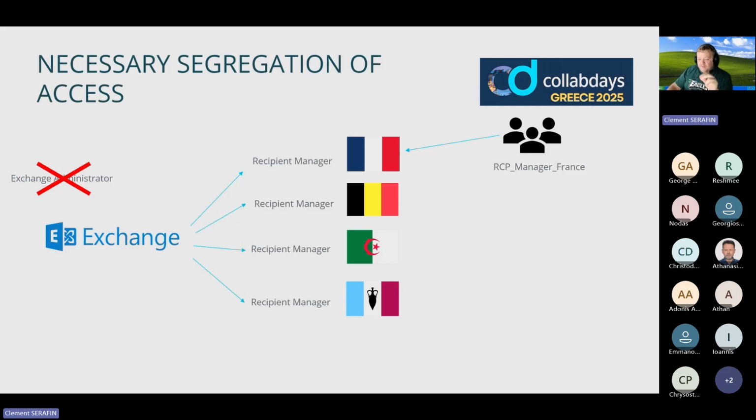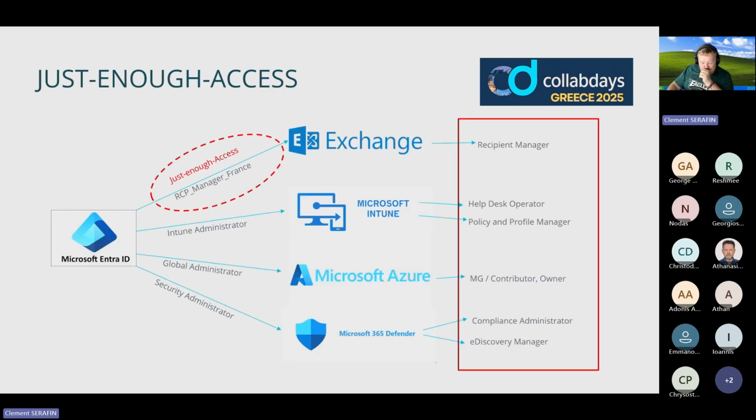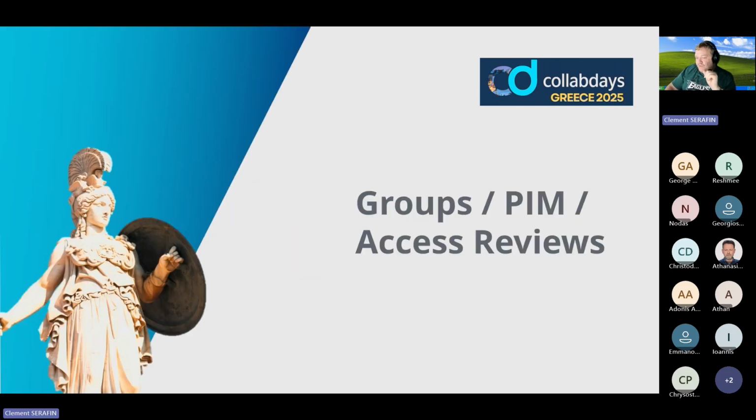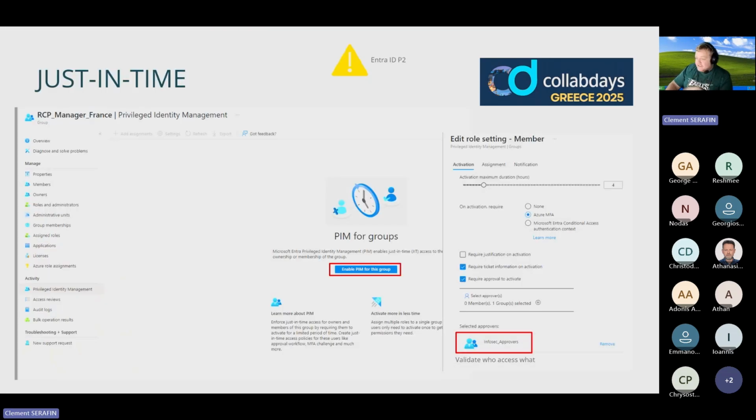So when I'm talking about the recipient manager for France, I want a group which has this permission, which is recipient manager France. When I have a group which has this just enough access, I will directly assign the group to him. So basically I have groups of permission. But after you will tell me, what am I going to do, because this group is permanent. It's not just in time.